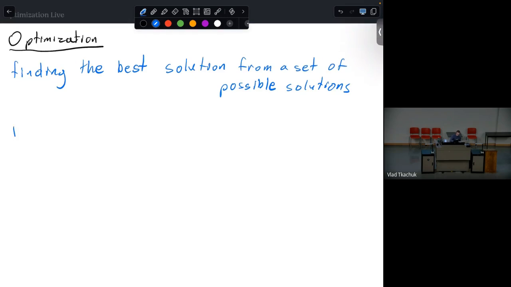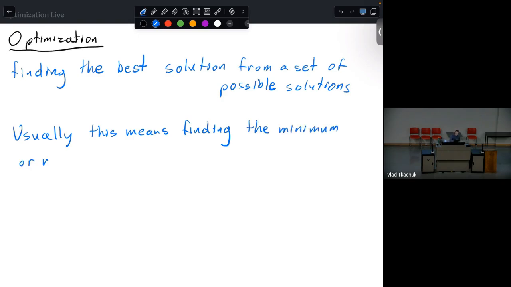Okay. And the way you've seen this before is that usually this means finding the minimum or maximum value of some function. Basically what you're going to see is we're going to try to minimize or maximize functions. We need to minimize the loss, well, the estimate of the loss. Great, so we seem to be also in line with our needs.